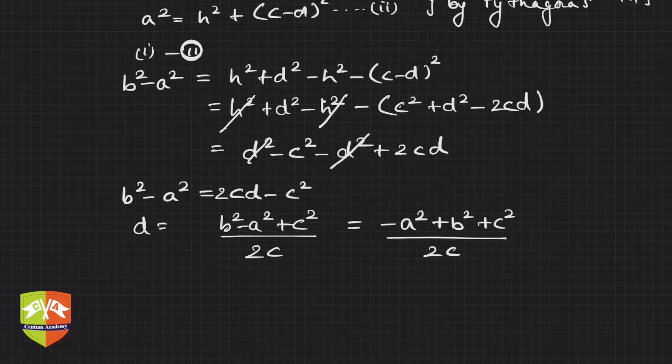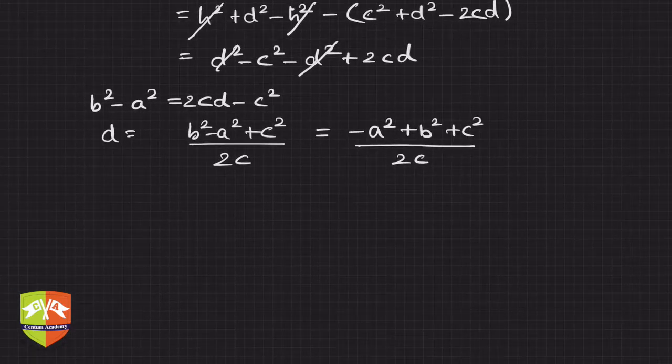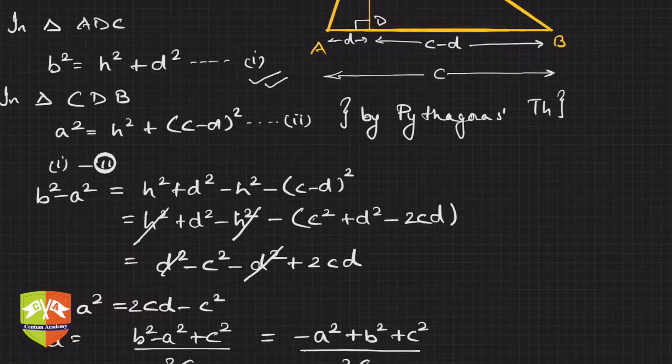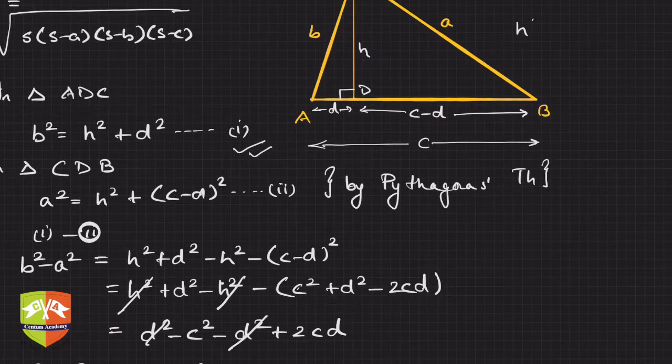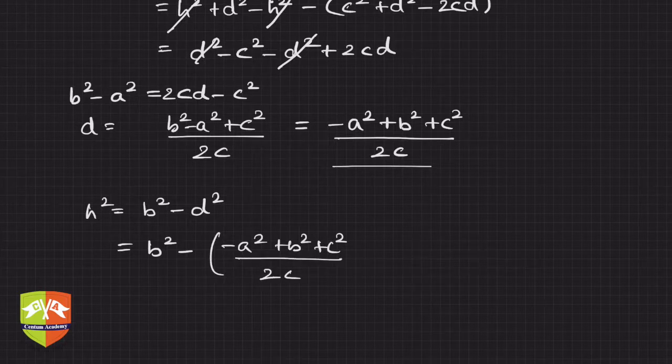Now in the same triangle ADC, let us try to use the first equation. From the first equation, what is H square, my friend? H square is clearly B square minus D square. Let me show you the figure once again so that you are not confused. H square is equal to B square minus D square by Pythagoras theorem again, and I have just found the value of D. So let's do the calculation. Looks like a tedious one, but never mind, we'll do it. Minus D square will be minus ((minus A square plus B square plus C square) divided by 2C) whole square. This is what H square is.